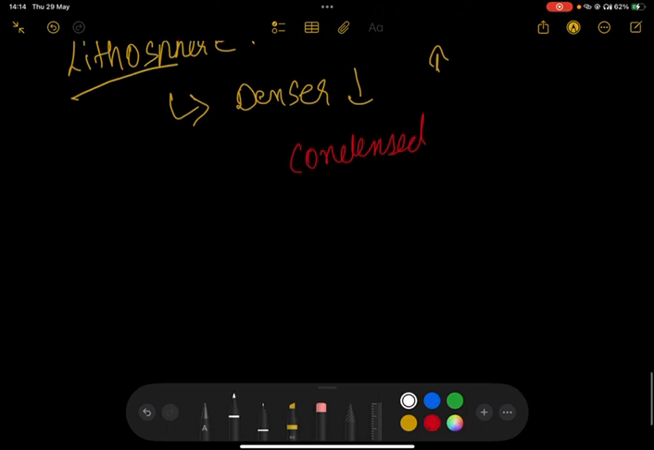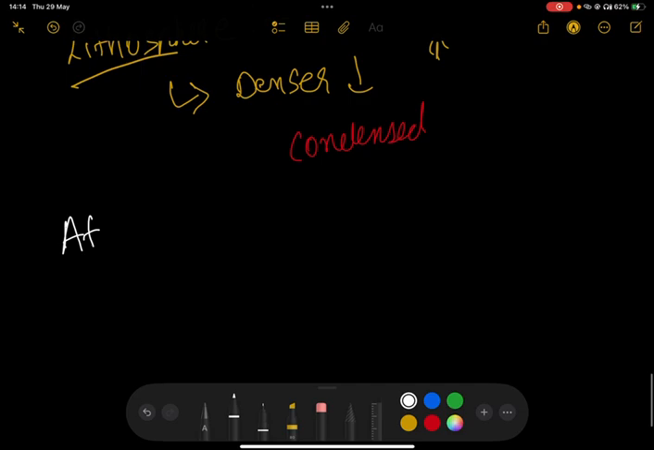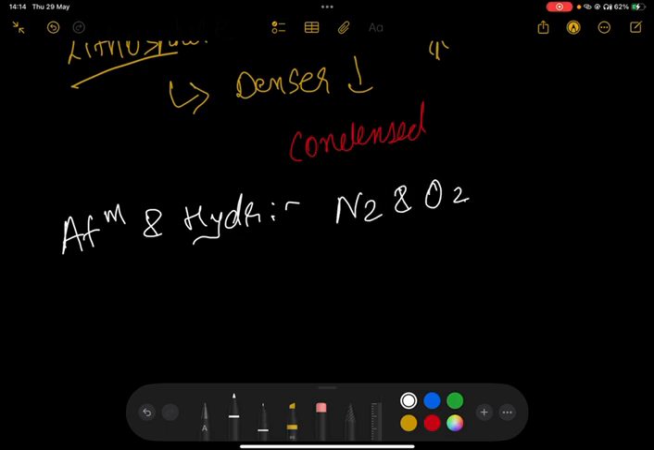Next, evolution of atmosphere and hydrosphere, right? The present composition of the Earth's atmosphere is contributed mainly by nitrogen and oxygen. What? Nitrogen and oxygen.